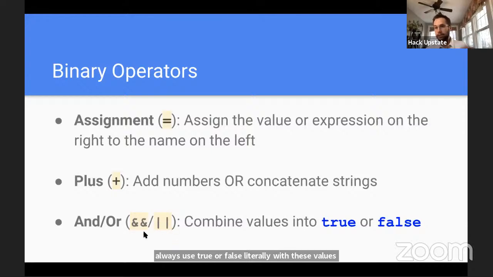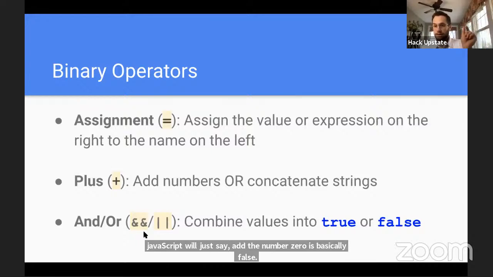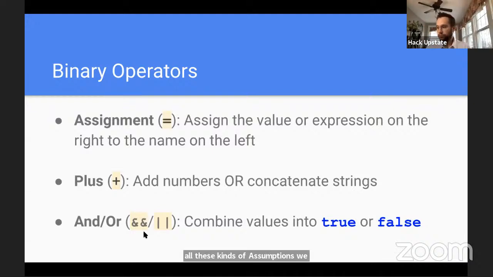JavaScript will just say, the number 0 is basically false. The empty string, a string with no characters in it, is basically false. And it makes all these kinds of assumptions. There's a funny video about this that I should have put in the reading, a very funny video about JavaScript just assuming that types are different types and all the wacky stuff that happens from it.